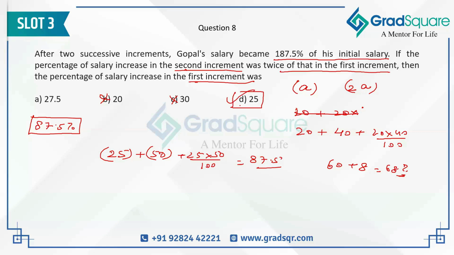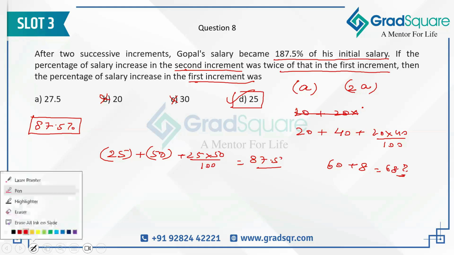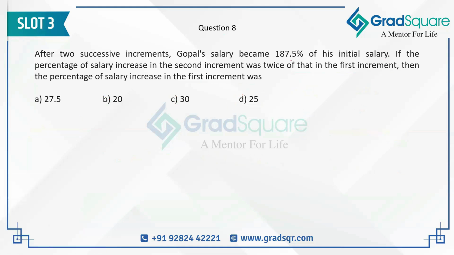Using the options, you can look at this particular question. Now let's have a look at this particular question without using the options. It's going to become slightly more complicated. What they're suggesting is that the values of A and 2A are your percentage increments. So if you look at making a generic equation, you will say A plus 2A plus A times 2A divided by 100 must be equal to 87.5. This is what they're trying to ask you to solve.